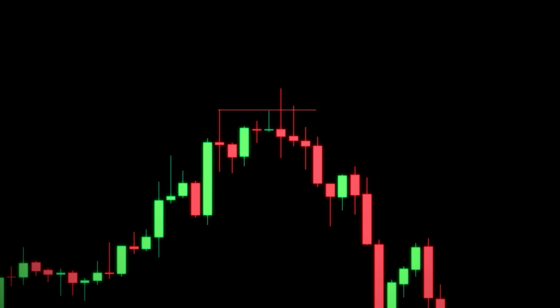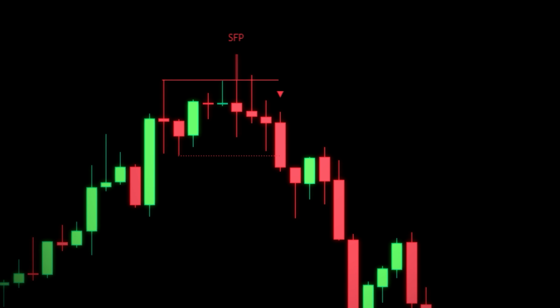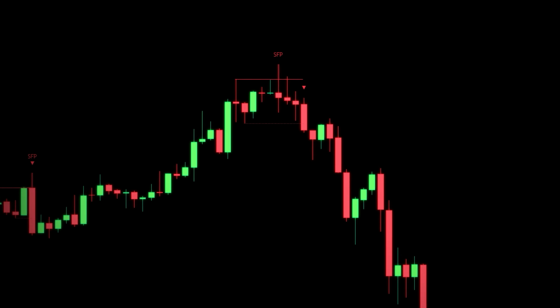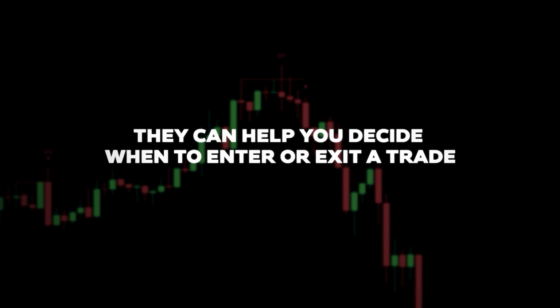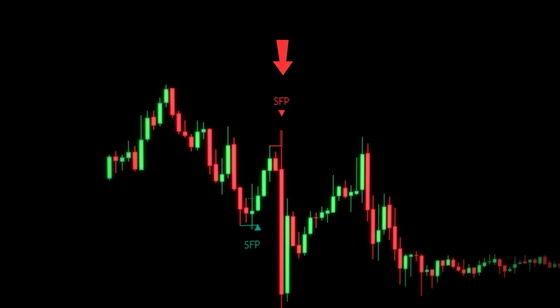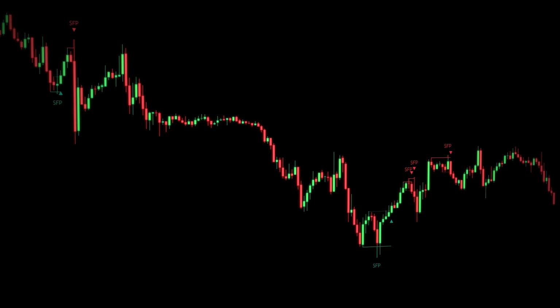When we have a swing failure pattern, the wick that surpassed that level will be highlighted on your chart for you. It'll even add an SFP label on the opposite side. Additionally, it will draw a dotted line to mark a confirmation level. If a candle closes beyond this confirmation level, a triangle will appear, signaling a likely market reversal. Since swing failures indicate possible reversals, they can help you decide when to exit a trade or even enter a trade. If you're in a long-term sell position, this indicator can highlight potential retracement points.